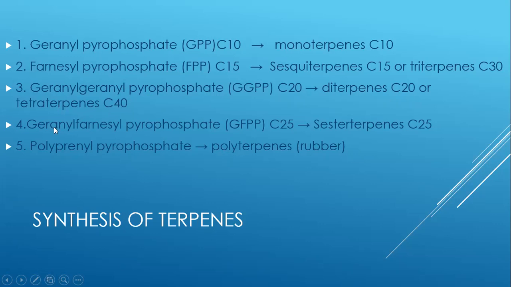So for example, another example, if you have geranyl farnesyl, that's 25, ano, kasi di ba yung farnesyl 15, yung geranyl 10. So 25 yun, ano? 25 carbon. So this 25 is known as sesterterpene or 2½ or parang half to 3, no? Yun yung sester up to 3. So 25 yan, no?